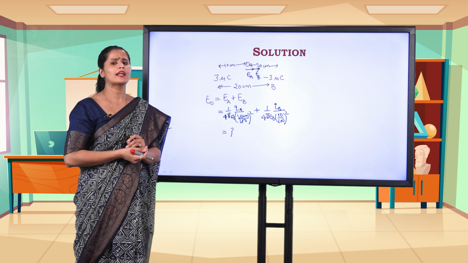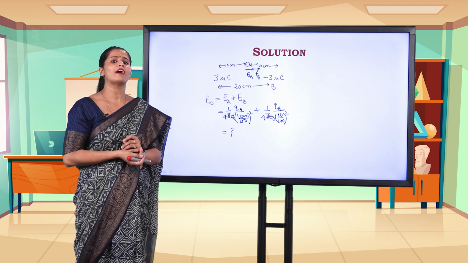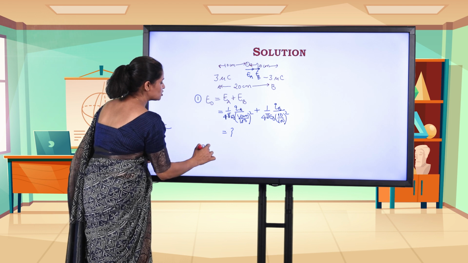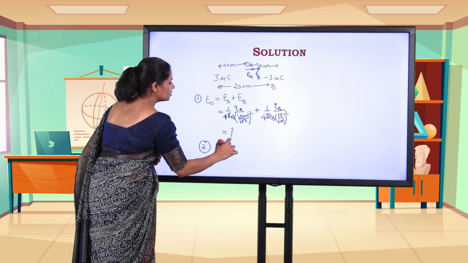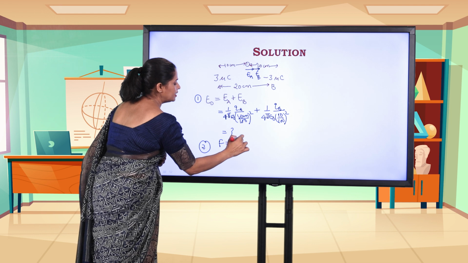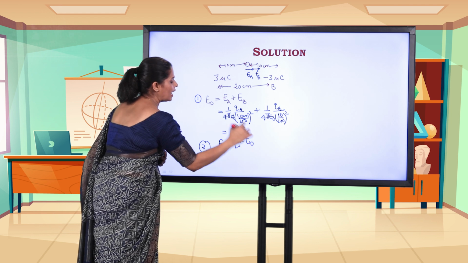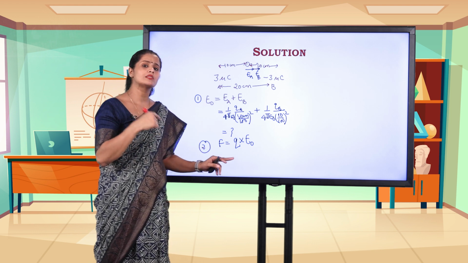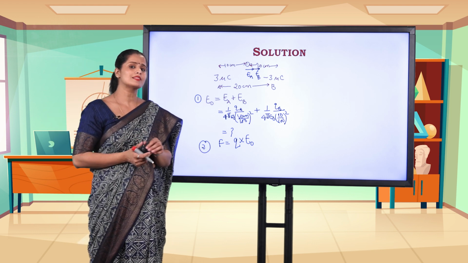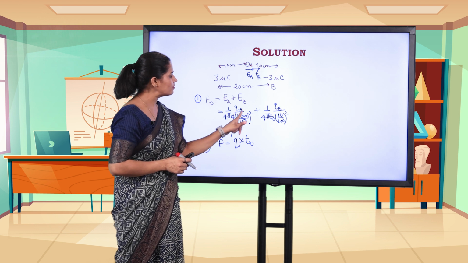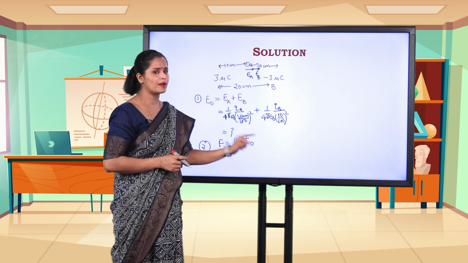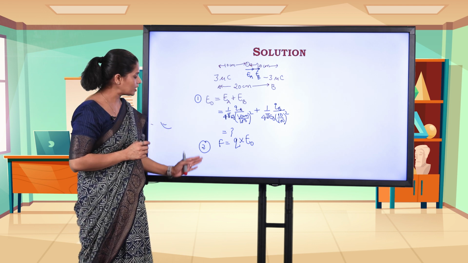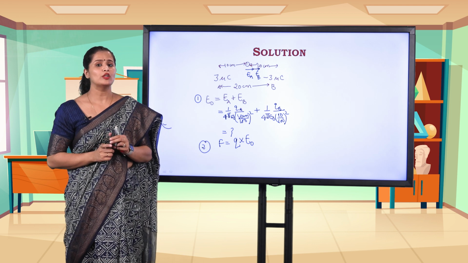After finding out the electric field, it becomes easy to evaluate the force. So, in the second part, the force will simply be the charge into the electric field at point O. Charge Q is already known to us, which is minus 1.5 × 10^-9 coulomb, and the electric field will be calculated from this expression. In this way, they can find out the total force acting at point O.